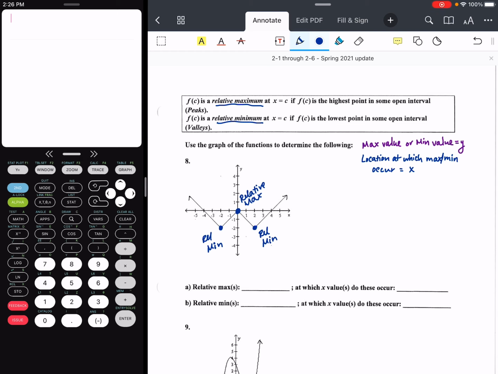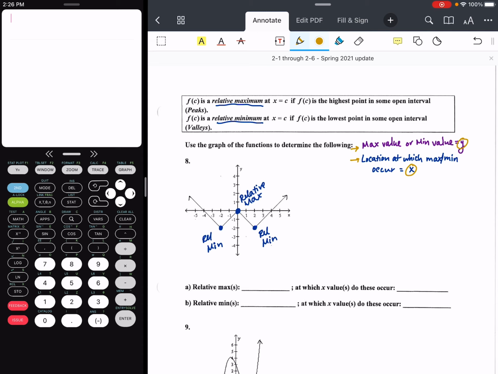All right, so the key with these is answering the question that's being asked. So I just wanted to point out, when you're asked for the maximum function value or the minimum function value or something to that effect, the value of the function that's the max or min, that's going to be your y value in your ordered pair. If they're saying at which x value does this occur, what's the location at which this occurs, any wording like that, then that's the x value in your ordered pair.